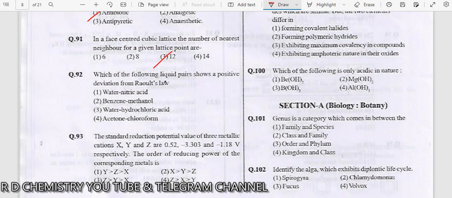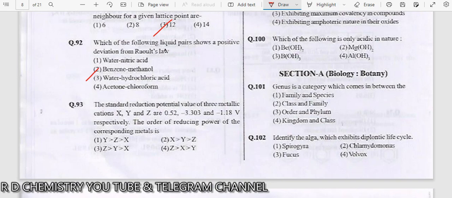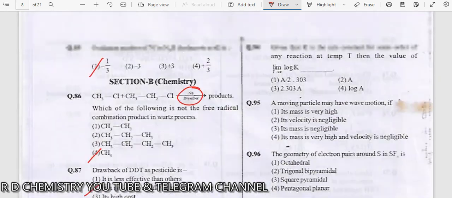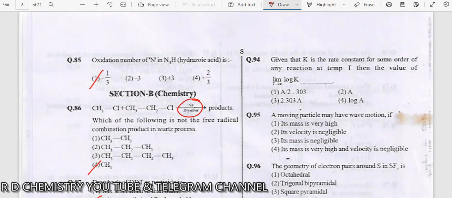Question number 92, which of the following liquid pairs show positive deviation, from the solution chapter? Answer is option number 2. Question number 93, from electrochemistry. Answer is option number 1. Question number 94, rate constant for some order given, from chemical kinetics. Answer is option number 4.